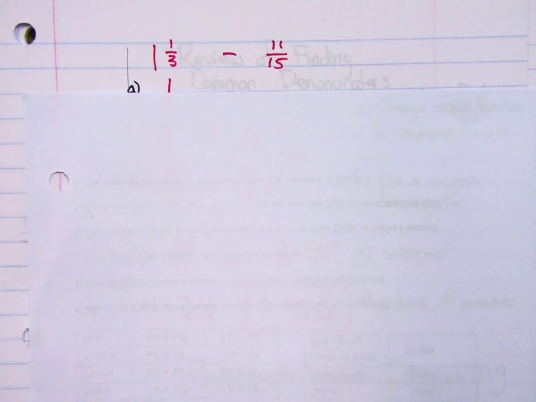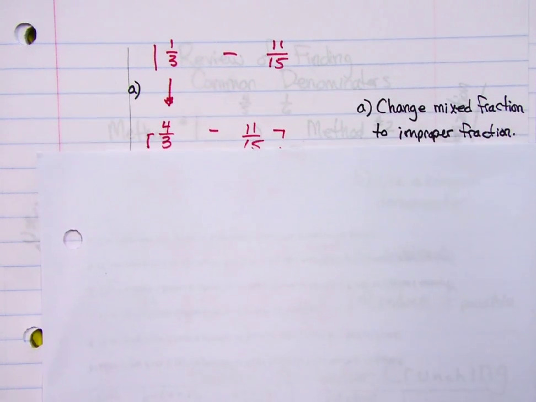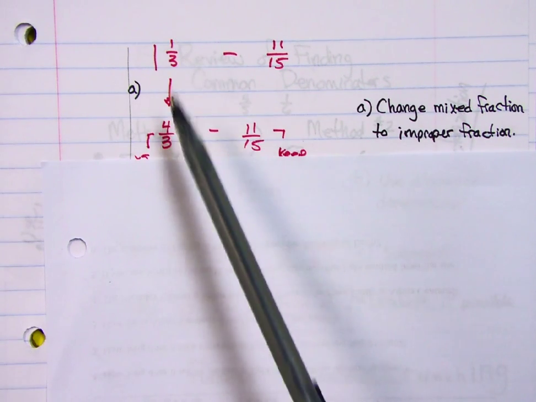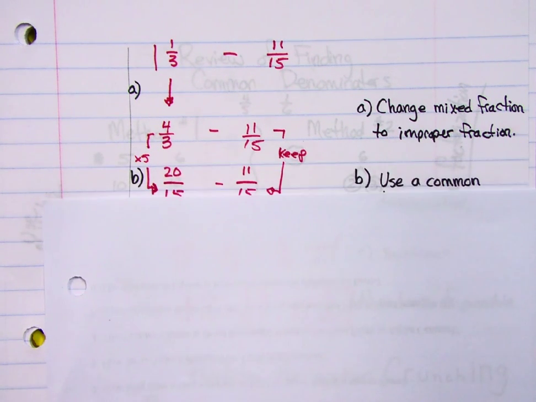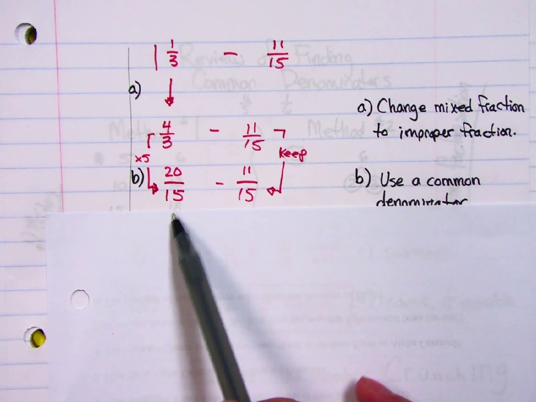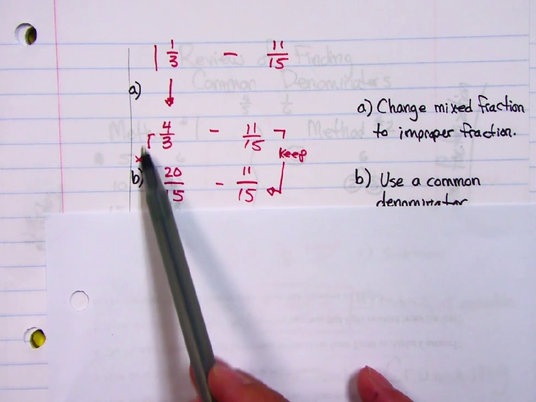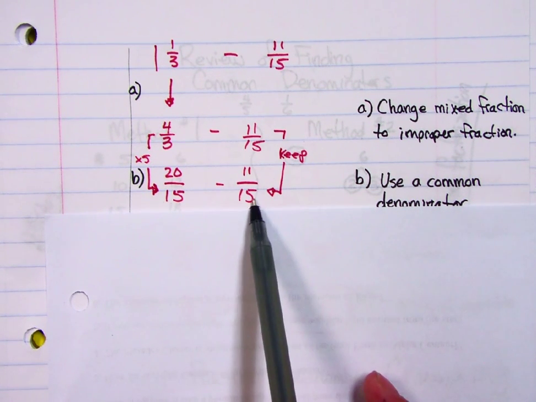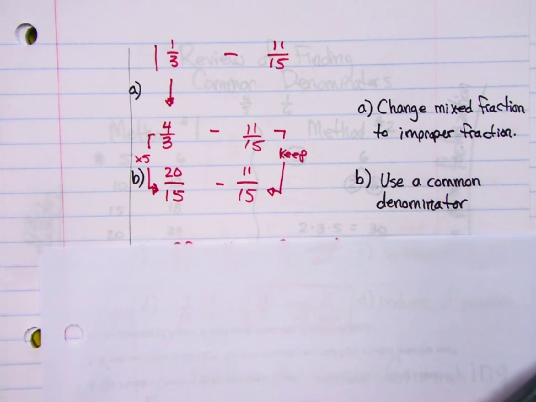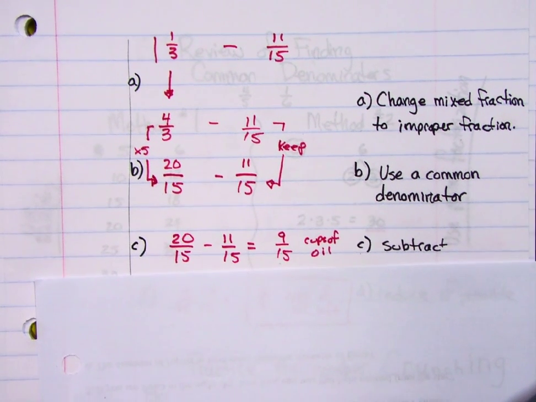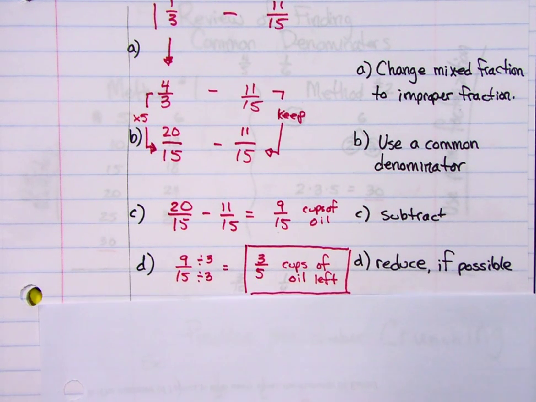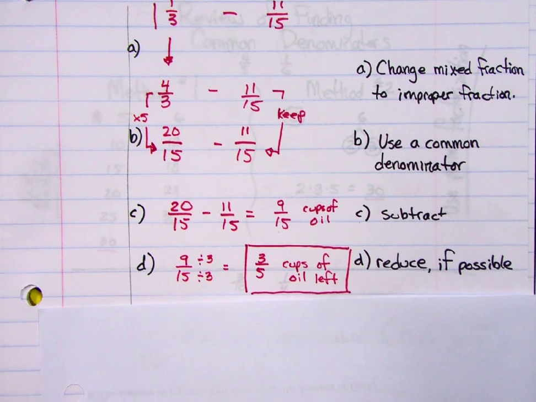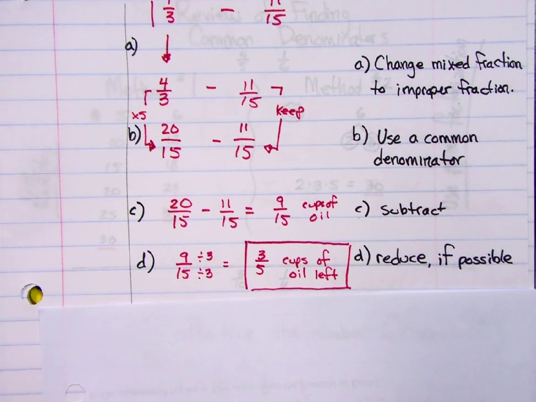So I wrote some step-by-step instructions for this. First step is I would change this mixed number into an improper fraction. Okay, it's going to make my life a little easier. Then I'm going to find a common denominator, which turned out to be 15. Multiply this by 5 to get there, and keep this the same to get there. Now I can subtract, and I end up with 9/15. Can I reduce that? I sure can. Divide both by 3, and I get 3/5 of a cup left over. That's it. That's how you find your answer when you're subtracting unlike fractions.